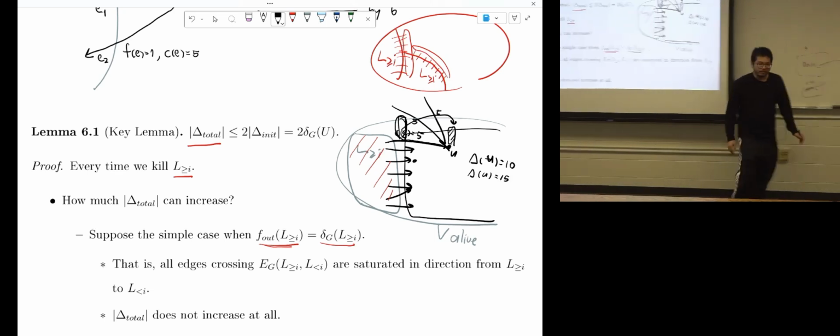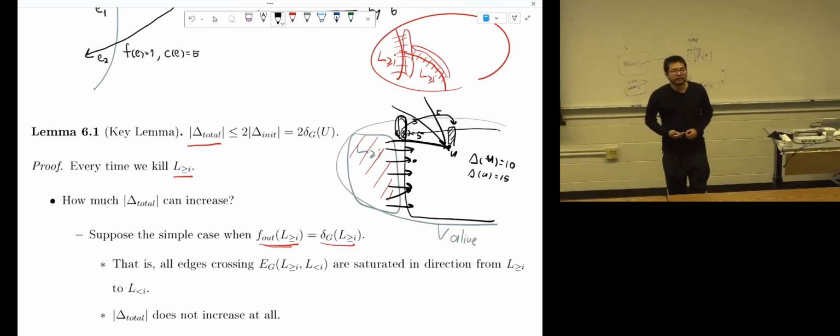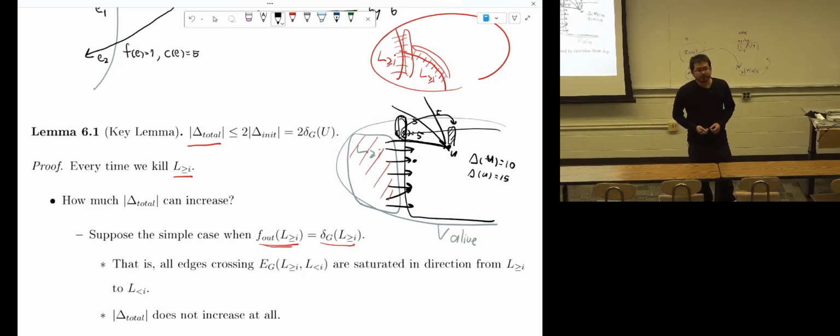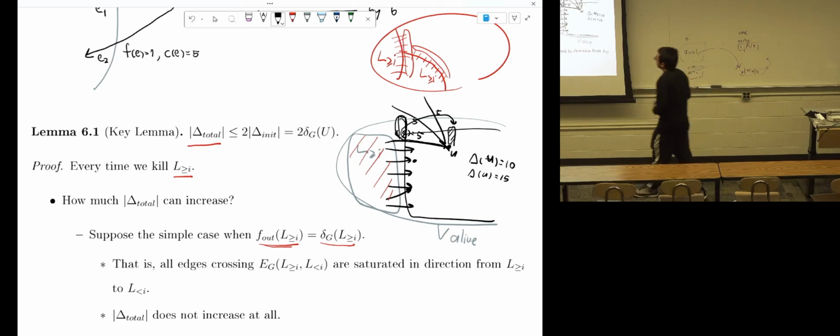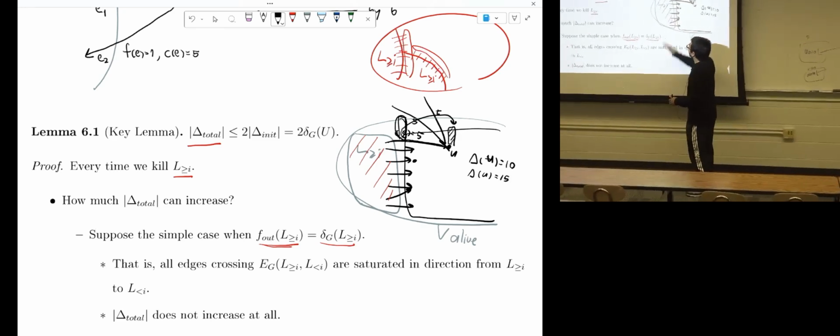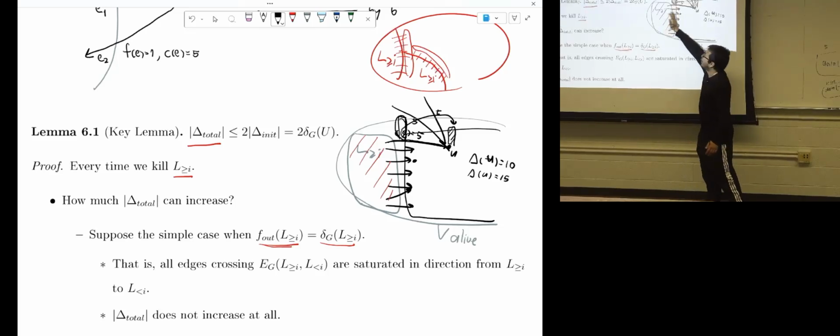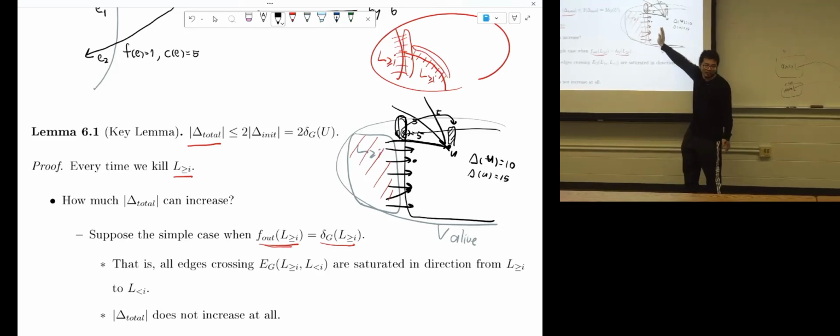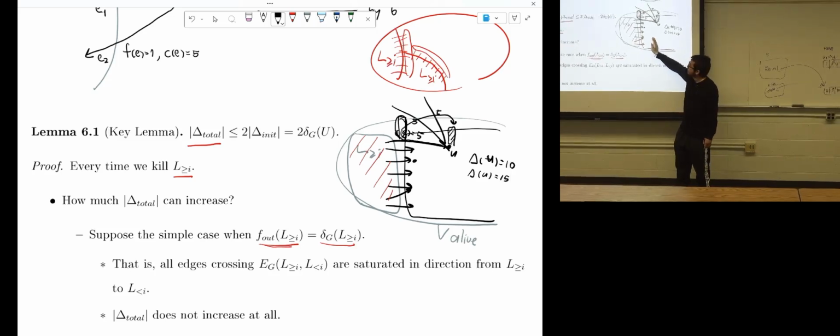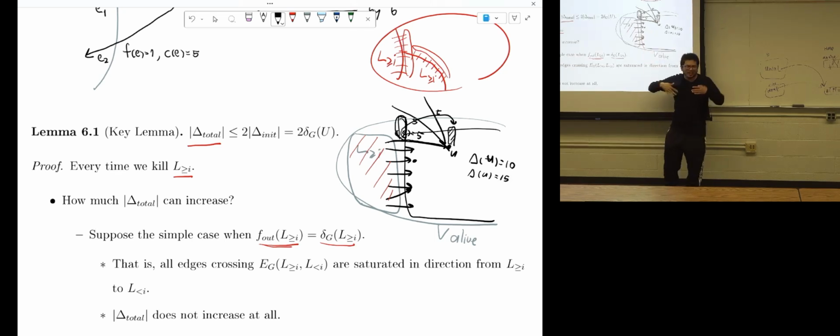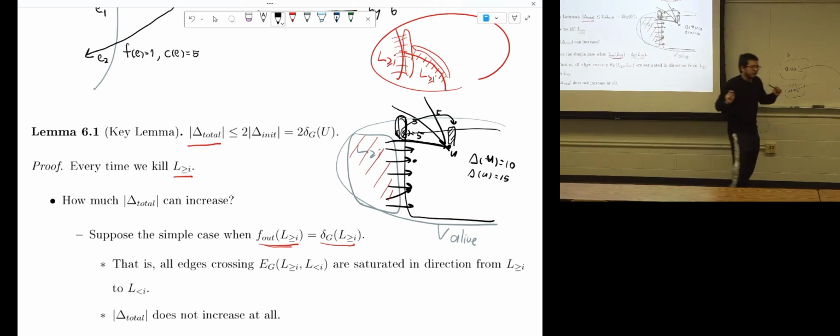Is the intuition we should be having here that because this ends up being a sparse cut, we should be pretty close to all of the edges being saturated? Exactly. Because this thing is a sparse cut, basically almost all edges are already saturated. But this is just important. If this is all saturated, you don't increase the total source.